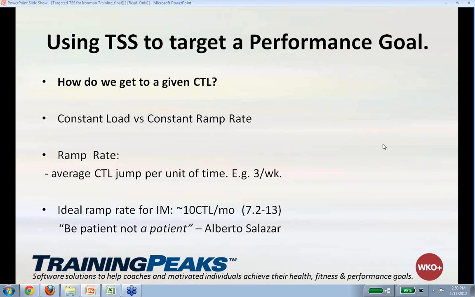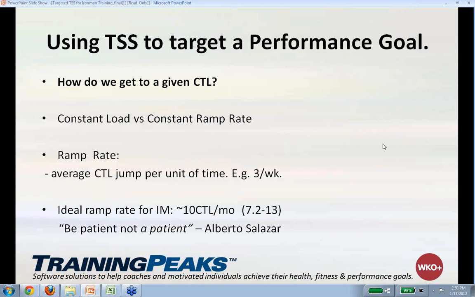So constant load says that if I want my CTL to be 140, then I'm going to go out and train 140 TSS a day, every day for 5 months. That would be one way to do it. It wouldn't be my recommended way to do it because when you're starting from zero, 140 TSS a day is pretty stressful. So as Gordo was saying, it's better to identify what that TSB floor or that breakpoint is for you, and then to cycle that each block. So the CTL will ramp up at a steady, fairly constant rate.